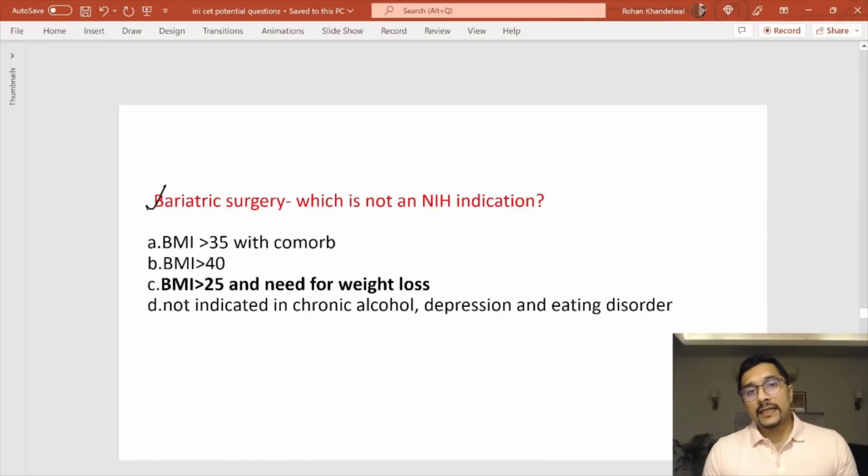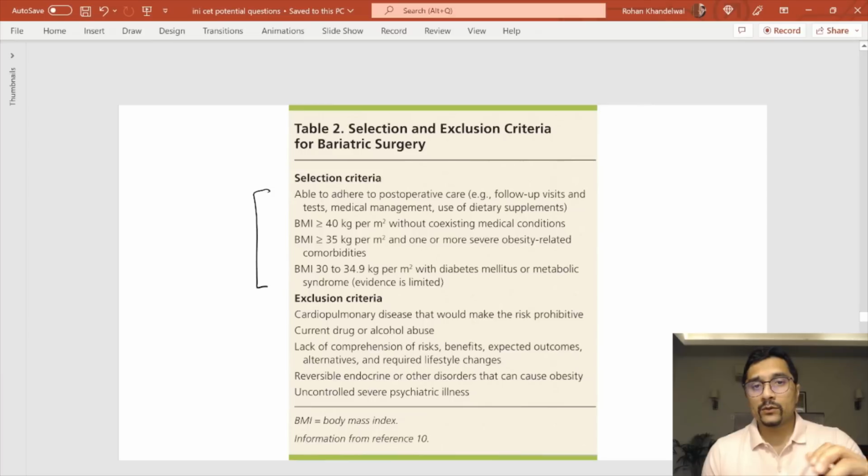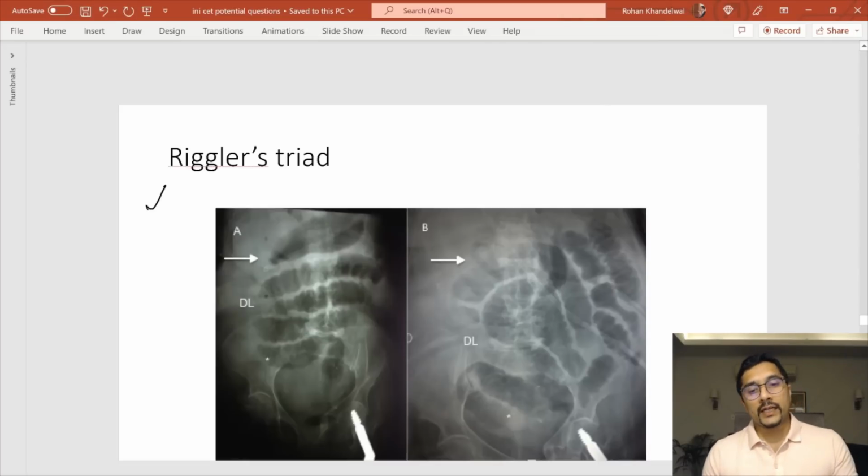Bariatric surgery, the indications you should know, and indications for bariatric surgery are BMI more than 35 with comorbidities, more than 40 without comorbidities as well. These are the indications which you need to remember. One new indication which is coming up is between a BMI of 30 to 34.9 with diabetes mellitus or metabolic syndrome. There is limited evidence, but this is also coming up as one of the indications.